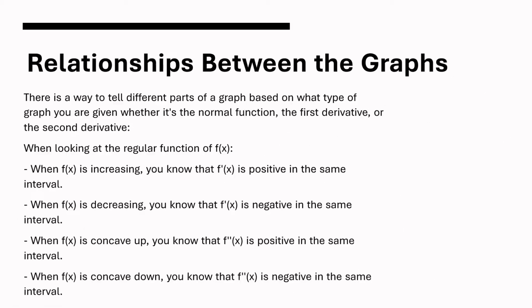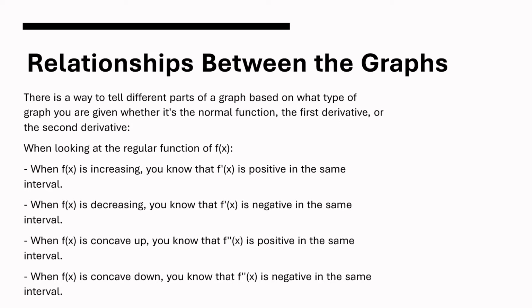Let's move on. Now we're moving to the new stuff. This is what we're going to be talking about today. We know that in certain behaviors, in certain graphs, we'll be able to tell the differences or almost predict in a way for the other functions. So when looking at the regular function of f of x, when f of x is increasing on the graph, it'll be the same as f prime x, the first derivative, being positive, above the x-axis. And it's the exact opposite when f of x is decreasing. You know that f prime x, the first derivative, is negative. It'll be below the x-axis.